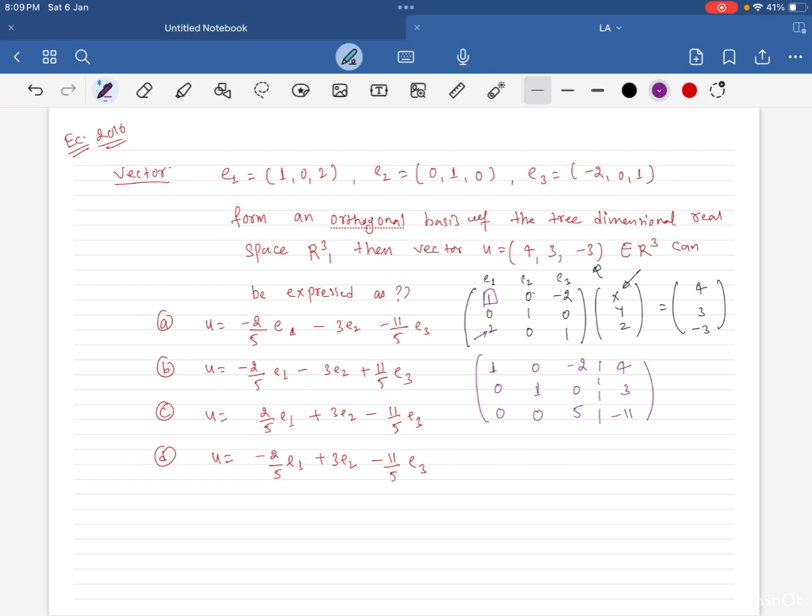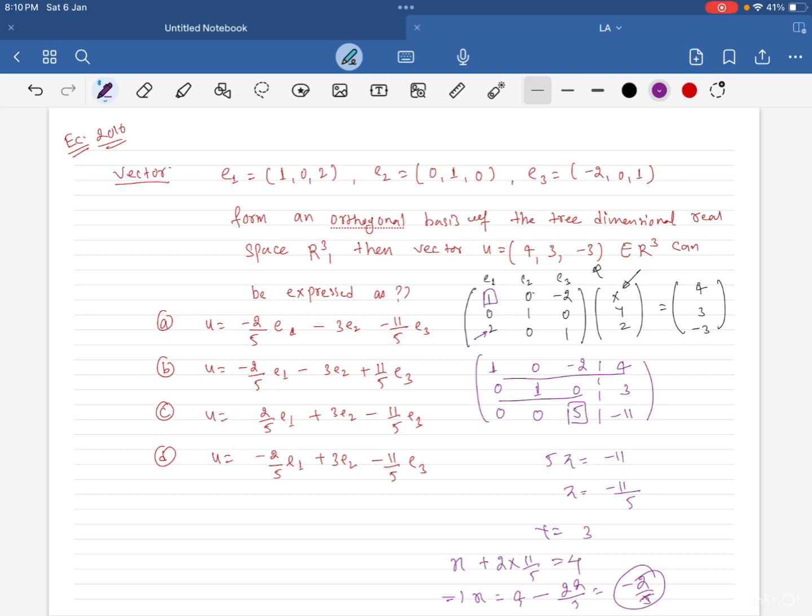Now you see that you can do the back substitution. So you will get 5z is equal to minus 11, so z is equal to minus 11 divided by 5, and from here you will get y is equal to 3, and from here you will get x minus 2 into 11 divided by 5 is equal to 4, so x is equal to 4 minus 22 divided by 5, that is minus 2 divided by 5. So this is what you have been asked.